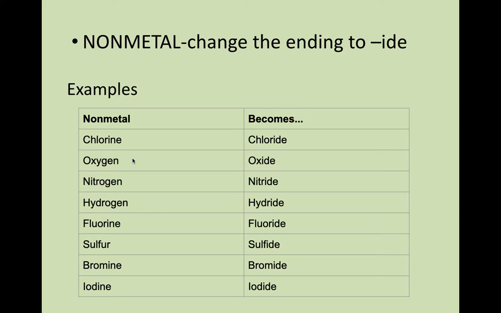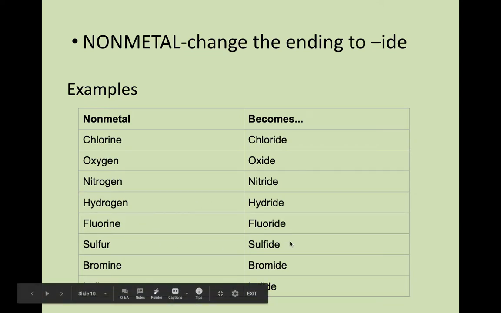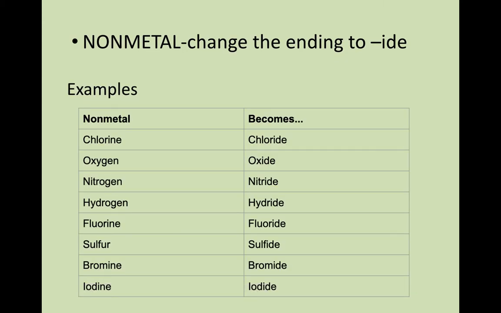Nitrogen becomes nitride. Hydrogen becomes hydride. Fluorine becomes fluoride. Sulfur becomes sulfide. Bromine becomes bromide. Okay, so those are the most common ones. Now, I didn't go over all the nonmetals. However, you get the gist of it. I'm not going to take off for spelling. If it's close, I would accept it. Okay, so that's important to keep in mind.